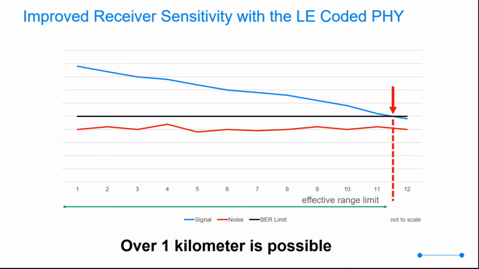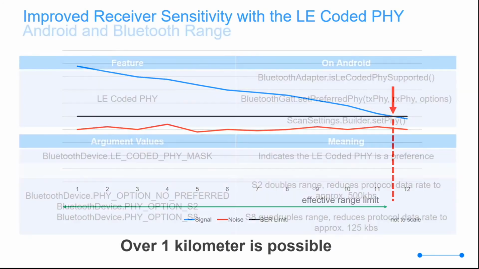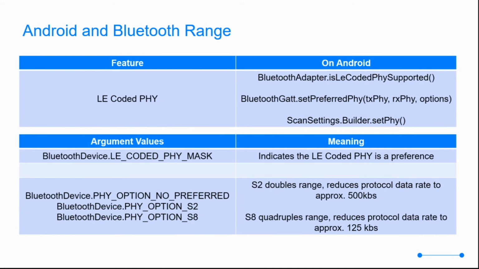In fact, I met a company last year who had achieved 3 kilometres in their testing of one of their products, which is pretty amazing, certainly more than 10 metres. So here's a quick summary of parts of the Android APIs that relate to Bluetooth and range.